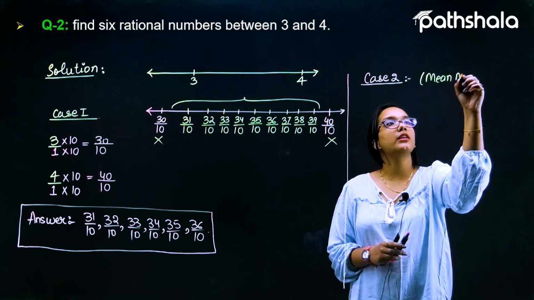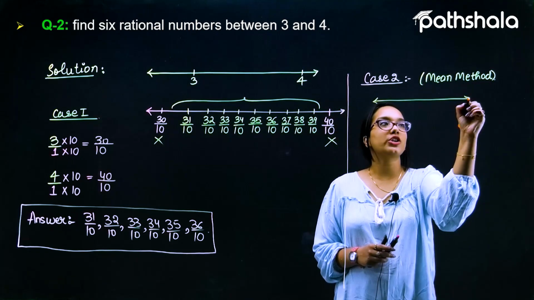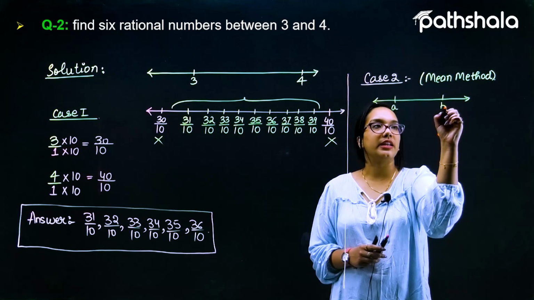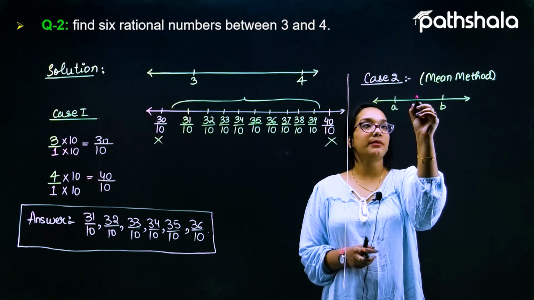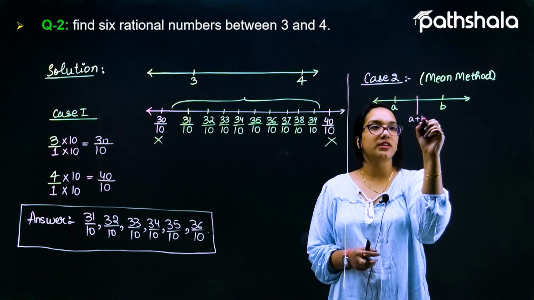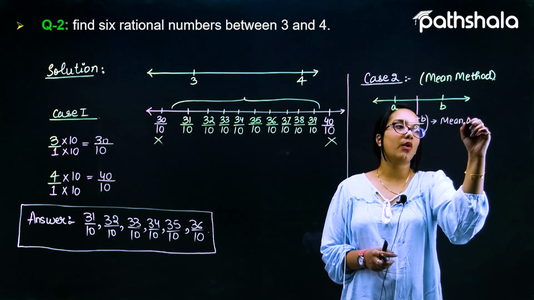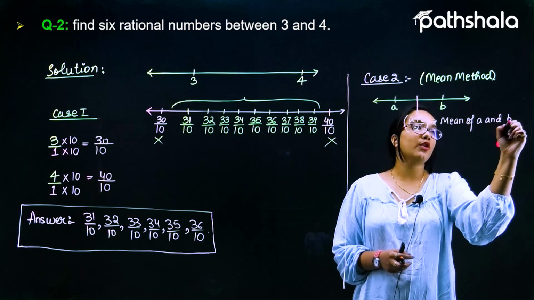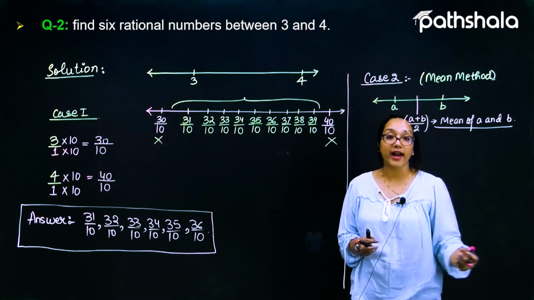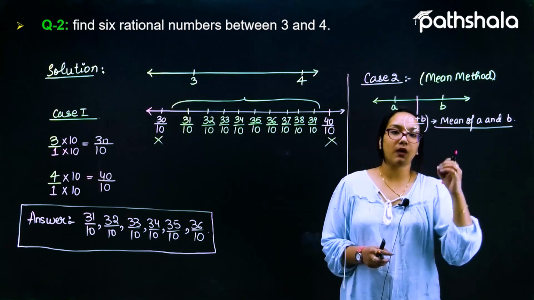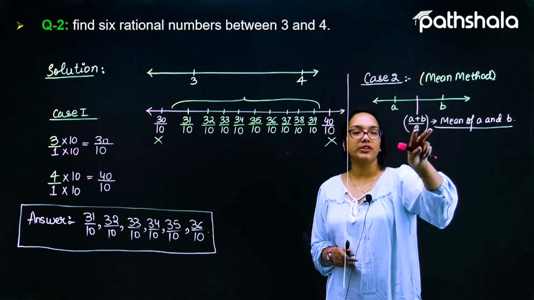What is the meaning of the mean method? The mean method says that if you want to find rational numbers between 2 numbers A and B, then find their mean. What is the mean of A and B? The mean of A and B is the sum of the 2 numbers divided by 2, A plus B by 2. Always remember this fact: the mean of the 2 numbers always lies in between A and B.